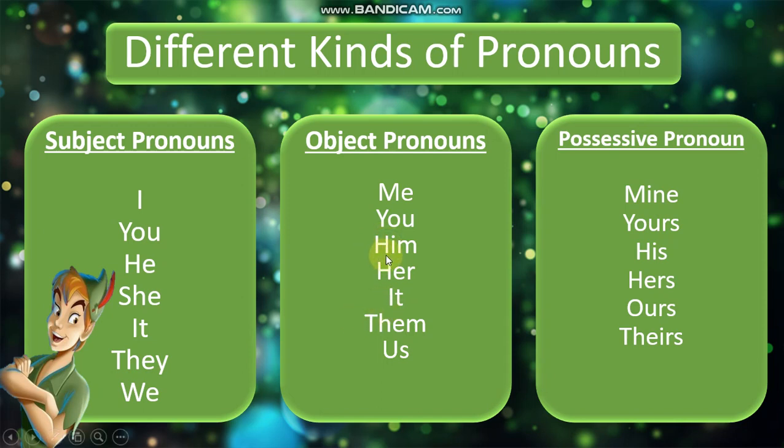Look at him, her, it, them, and us. All of these pronouns are used in the predicate part of the sentence. They receive the action. Possessive pronouns, just like this lamb belongs to Peter Pan, the same way possessive pronouns talk about ownership: mine, yours, his, hers, ours, and theirs. All these are possessive pronouns.